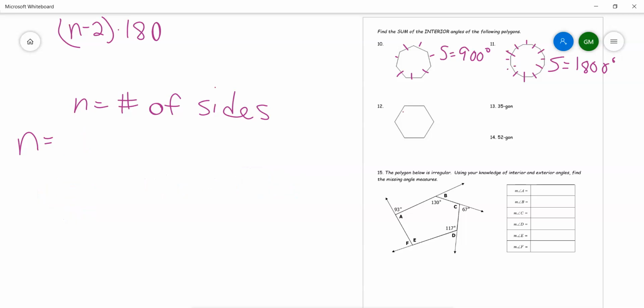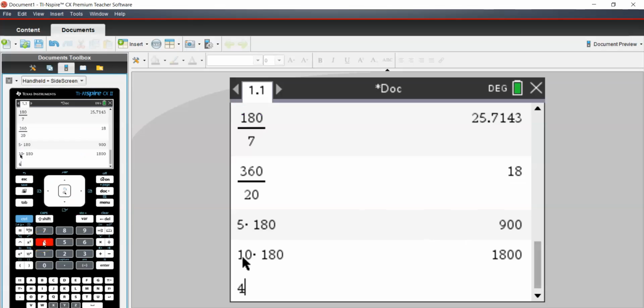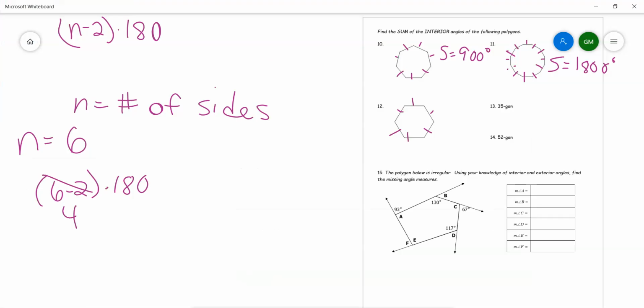All right, number 12. 1, 2, 3, 4, 5, 6. 6 sides, n equals 6. So we have 6 minus 2 times 180. And 6 minus 2 is 4. And all we have to do is 4 times 180. And we get 720. So 720 degrees.